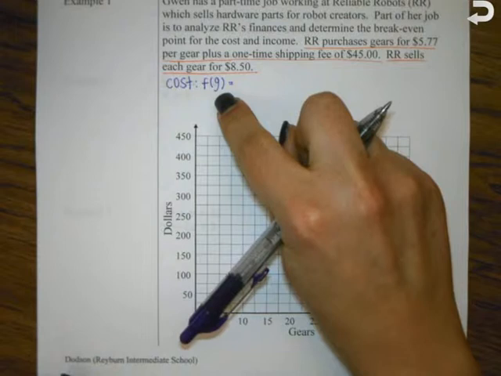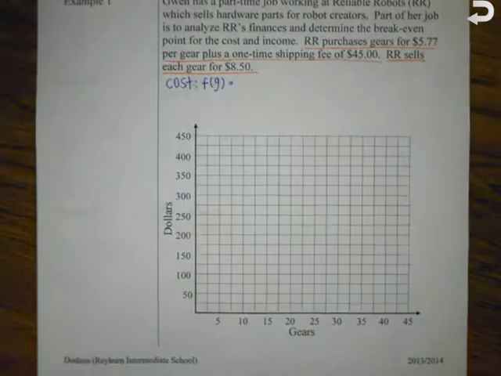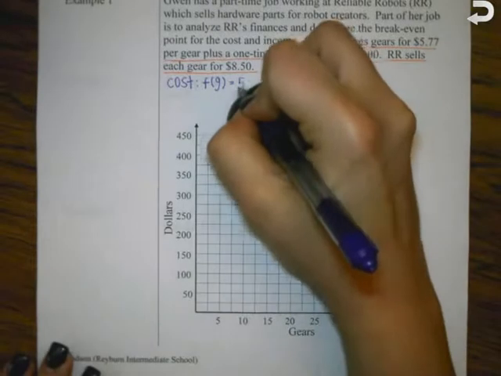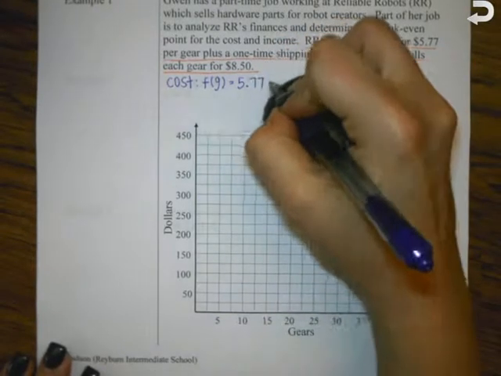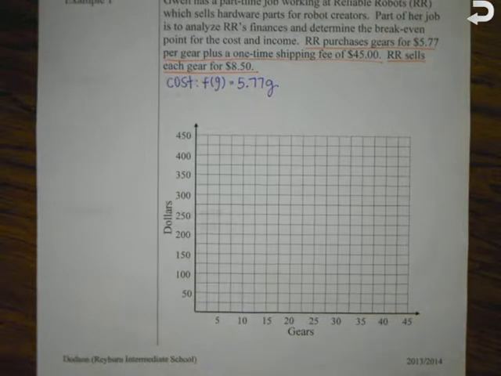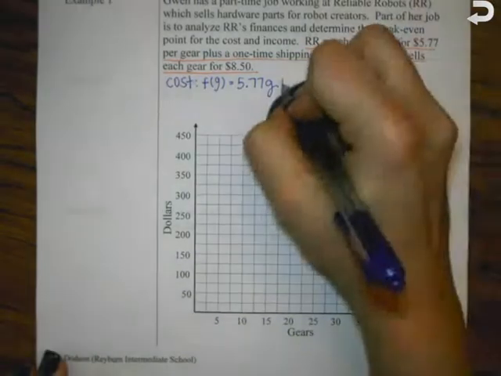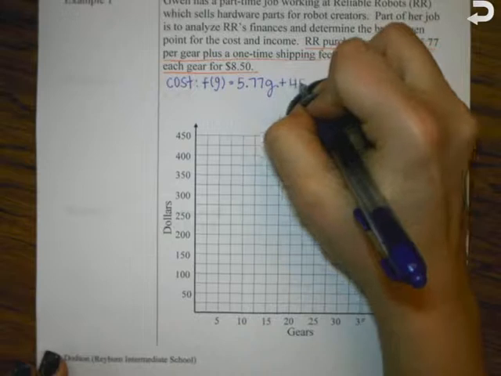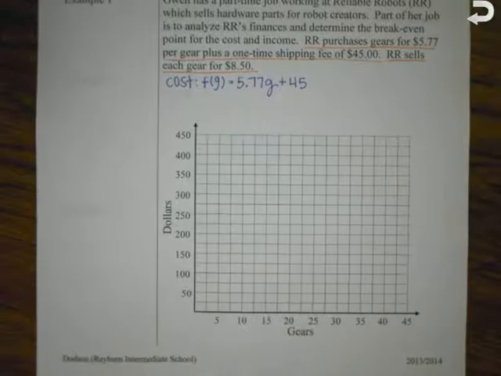G is our variable. How much does each gear cost? $5.77. So how would we write that? 5.77 G. Excellent. But they also have to pay a shipping fee. So what would we do with the shipping fee? Add it to the end. So plus 45. I like doing the equation again. Put it in there.